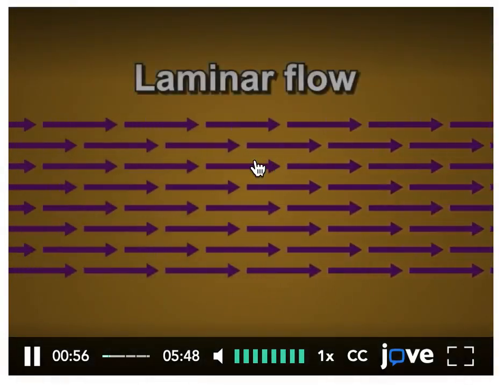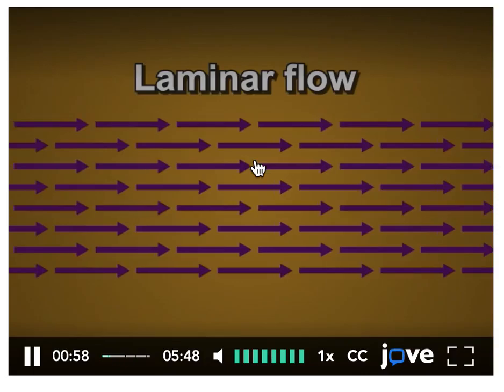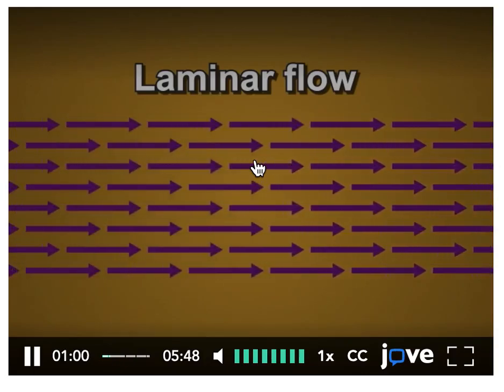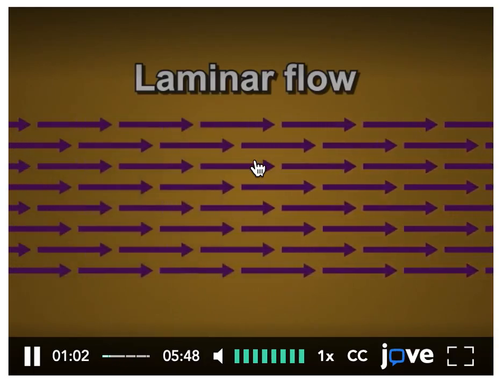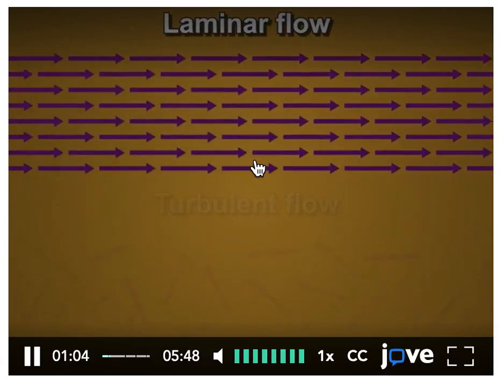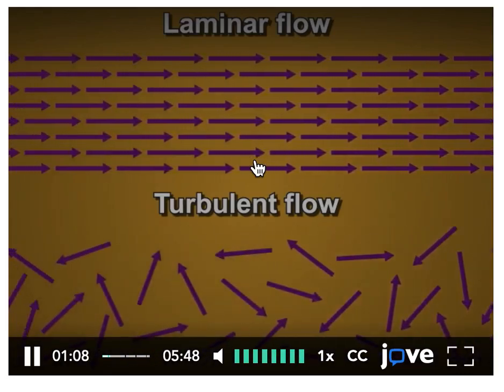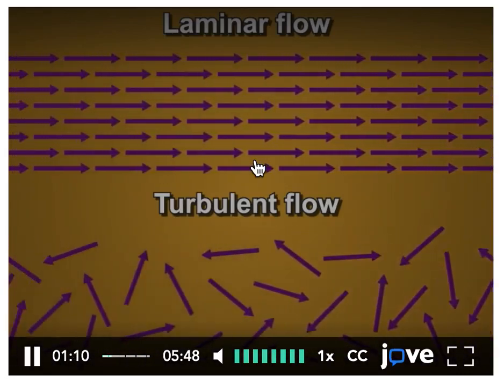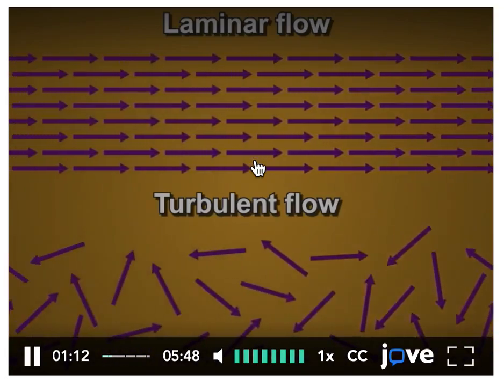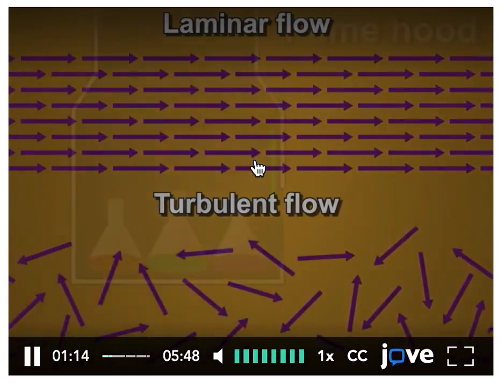Fume hoods and laminar flow cabinets operate using laminar airflow, a flow that proceeds in parallel streamlines which do not cross. Laminar flow, as opposed to turbulent flow, prevents cross-contamination between samples by flowing around objects, removing hazardous particles.